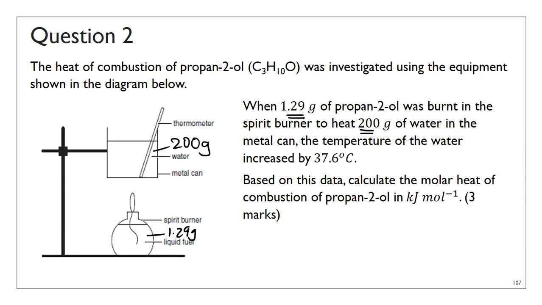The temperature increase of water is 37.6 degrees Celsius, and you need to use this information to calculate the molar heat of combustion of propan-2-ol. The unit is specified here, kilojoules per mole. Okay, I don't have enough space here, so I'm going to summarize the question on the next slide.